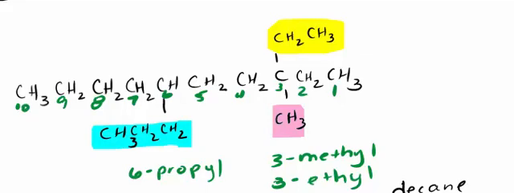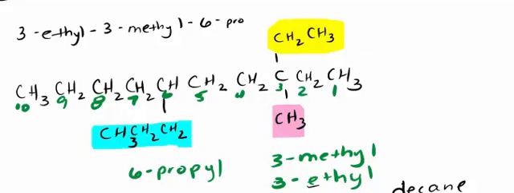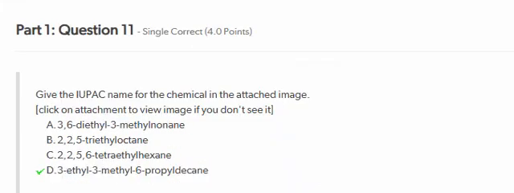Decane. Then I need to put my substituents in alphabetical order. I start with my ethyl. So it would be 3-ethyl, 3-methyl, 6-propyl, and if you were in my organic course, I would expect that to be N-propyl. So 3-ethyl, 3-methyl, 6-propyl, decane is how we would name that compound. Just like that.